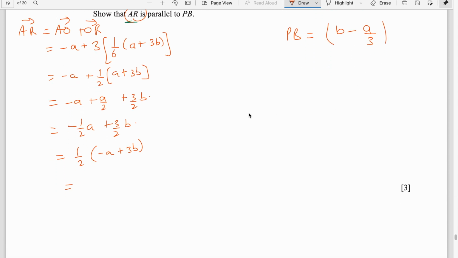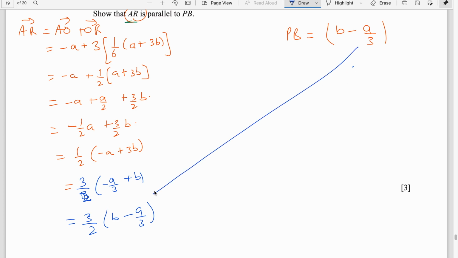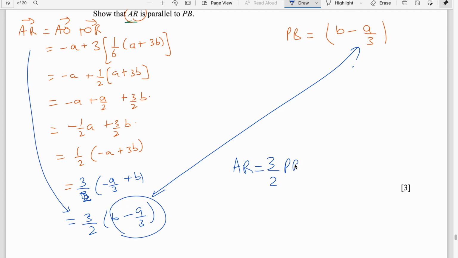We should have the vector parts the same in order to compare and show that they are parallel. So to make it B minus A by 3, I'm taking this 3 out as well. So this becomes 3 by 2, because I took 3 out, I should have 3 over here to balance it. So that was 2, sorry. So 3 by 2, B minus A by 3. Now we can see that the vector parts are equal, so they are parallel. AR is equal to 3 by 2 of PB.